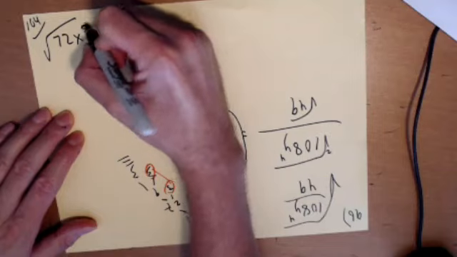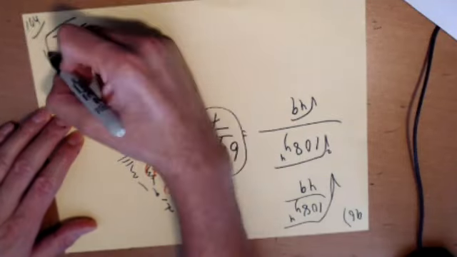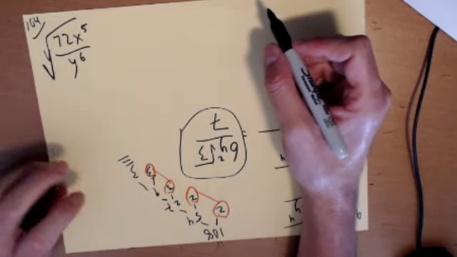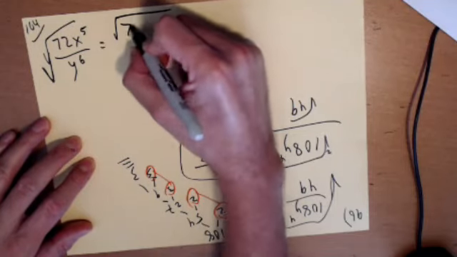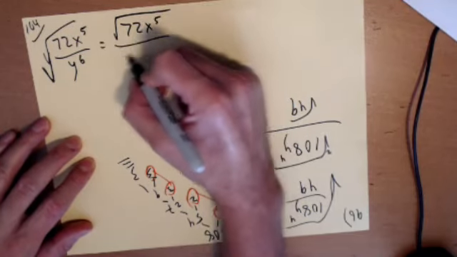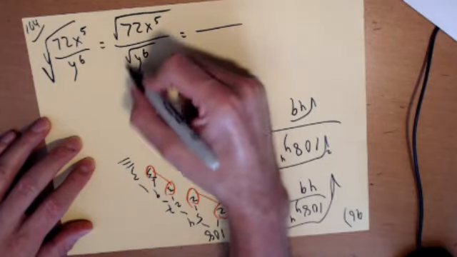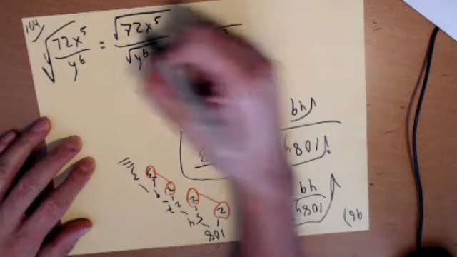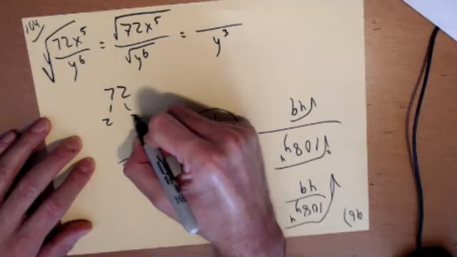72 x to the 5th all over y to the 6th. Make sure your square roots are drawn bigger like that. So I guess I'm just going to have to call that the square root of 72 x to the 5th over the square root of y to the 6th. The bottom should be easy. The square root of y to the 6th, that's just y to the 3rd. 72. 72 is 2 times 36.